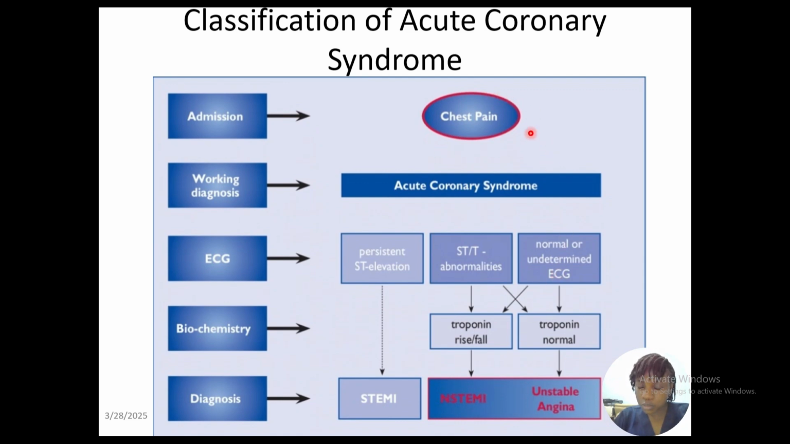And the presence of symptoms for the third class with ST and T wave changes, including ST depression and T wave inversion, changes that are non ST elevation, with normal troponin level, is regarded as unstable angina.